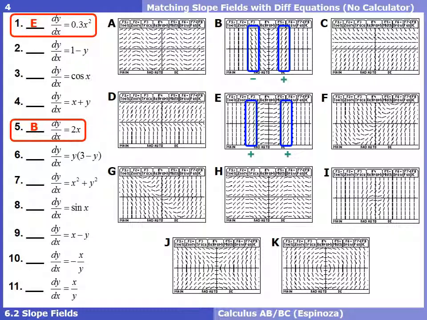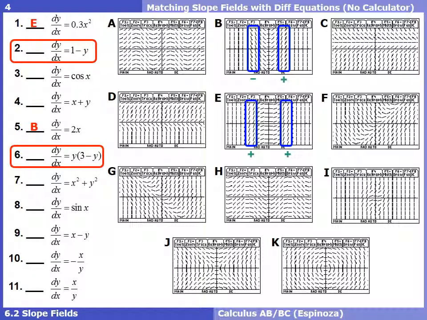The second strategy involved looking at the same slopes all horizontally, and that's when you had a differential equation that only depended on y's. You'll notice for choice C, the slopes are all the same horizontally, and for choice D, the slopes are all the same horizontally. So we're going to need a little bit more critical thinking to place which one goes with which. So let's take a look at C.